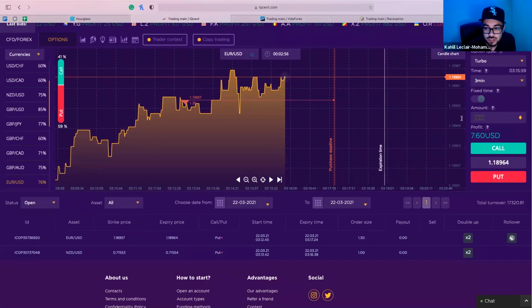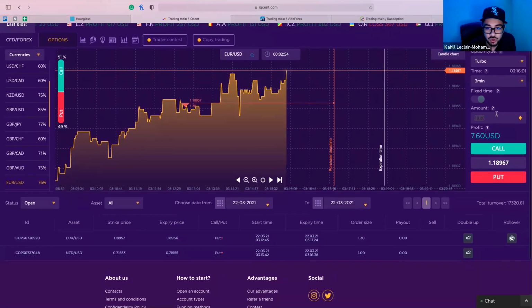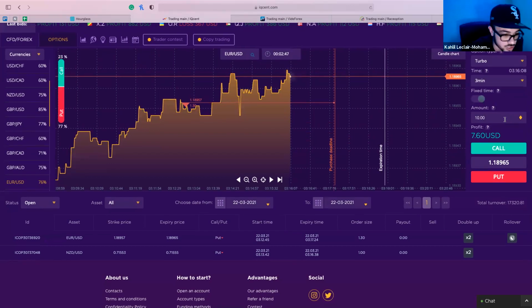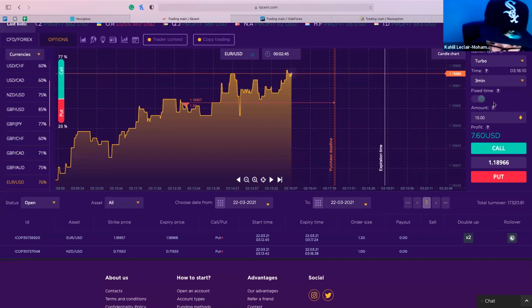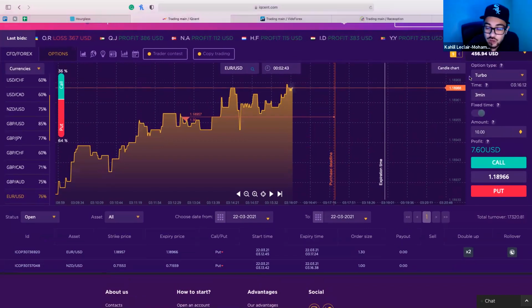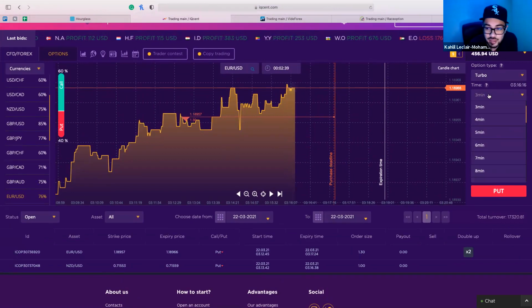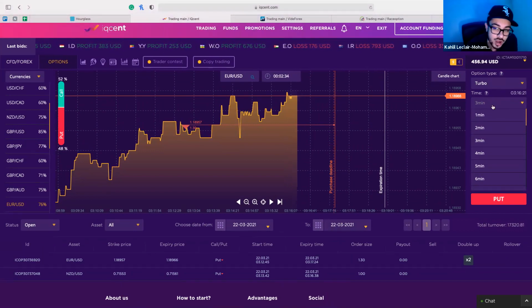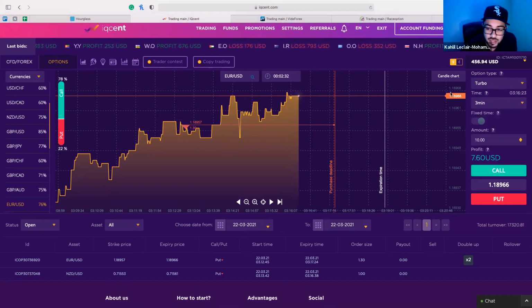Amount is where you adjust the amount that you're going to risk per trade, and we'll go over risk management today as well. Is everybody understanding that? So we've got the balance at the top, the option type, which we're going to keep on turbo, and the time limit. This usually changes depending on the strategy and the educator that you watch. For today, we're going to keep it at 3 minutes.